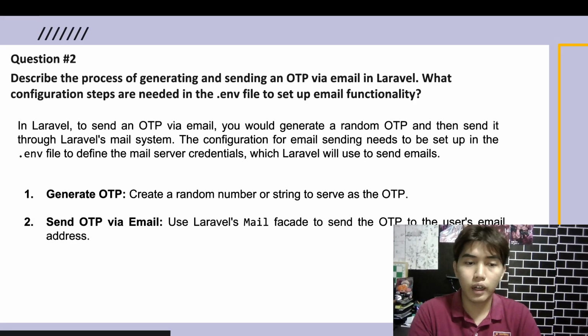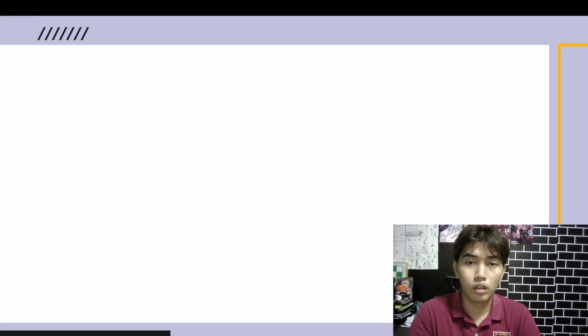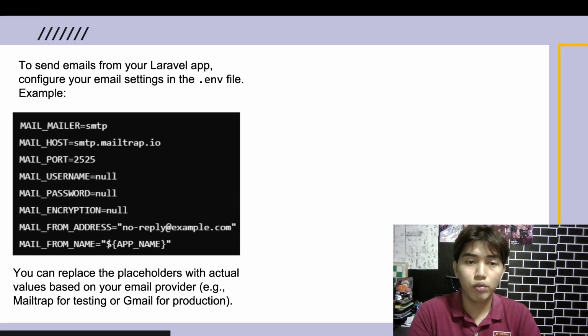The first step is to generate an OTP: create a random number or string to serve as the OTP. Second is to use Laravel's mail package to send the OTP to the user's email address. To send emails from your Laravel app, configure your email settings in the .env file.